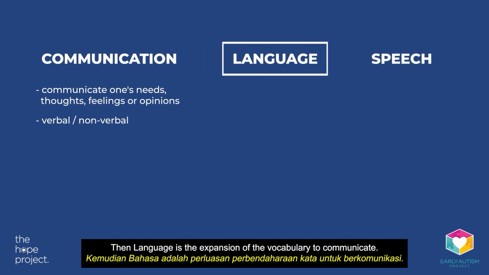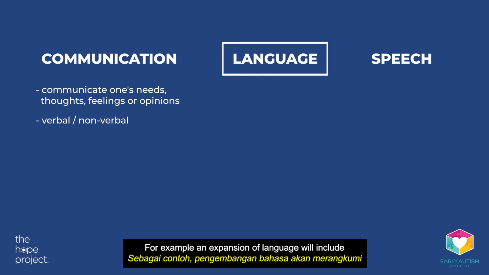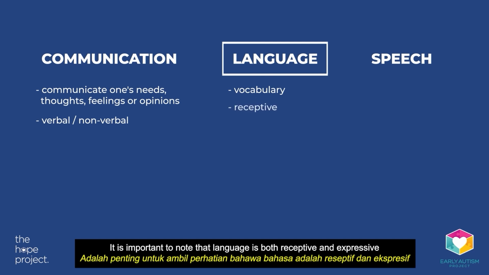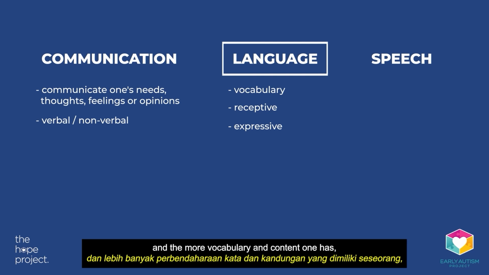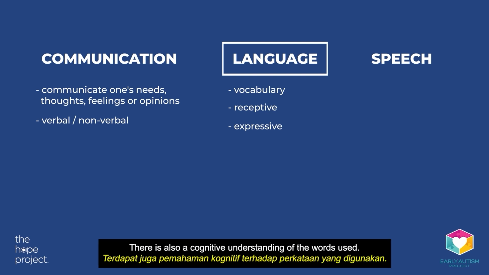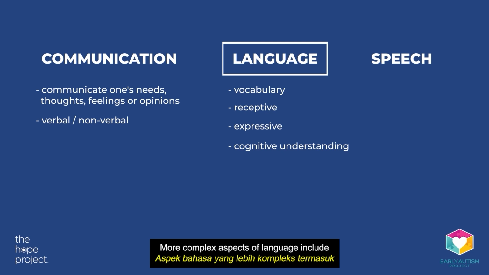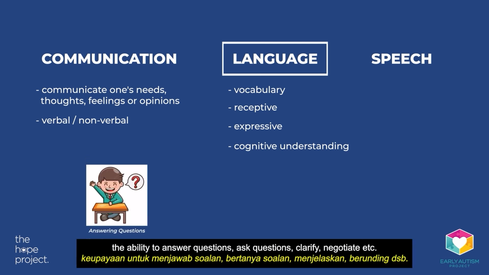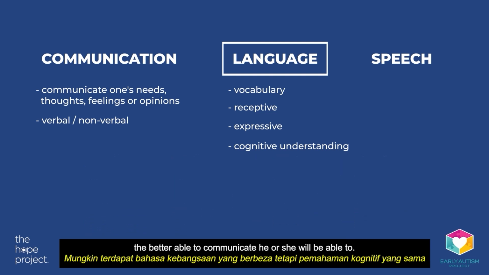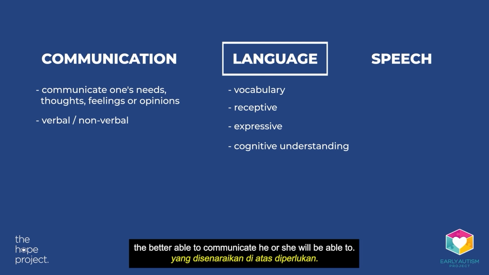Then, language is the expansion of the vocabulary to communicate. For example, an expansion of language would include nouns, verbs, pronouns, adjectives, plurals, tenses, etc. It is important to know that language is both receptive and expressive, and the more vocabulary and content one has, the better able to communicate he or she will be. There is also a cognitive understanding of words used. More complex aspects of the language include the ability to answer questions, ask questions, clarify, negotiate, etc. There can be different national languages, but the same cognitive understanding listed above is required.